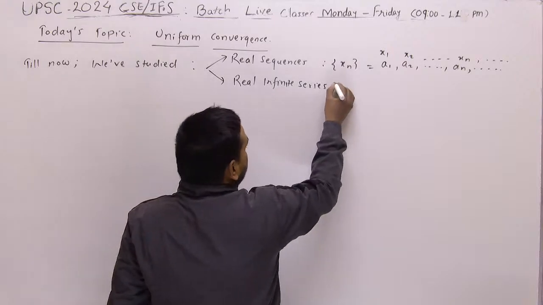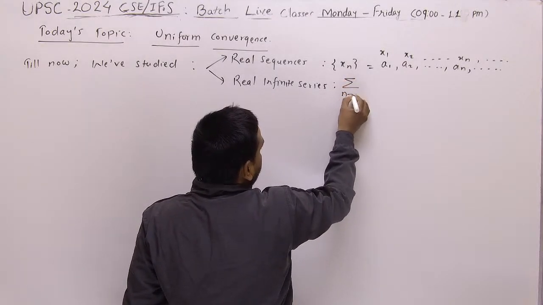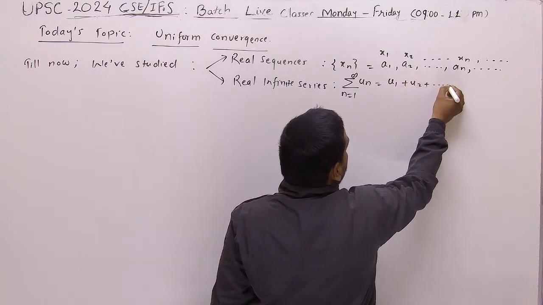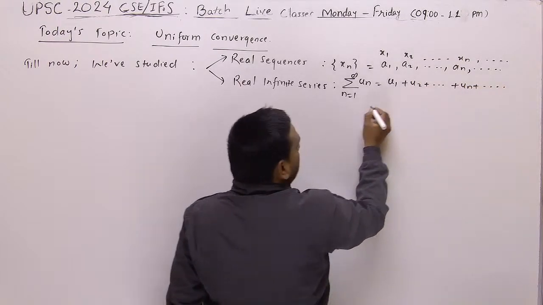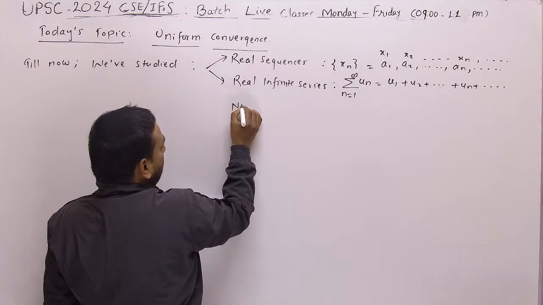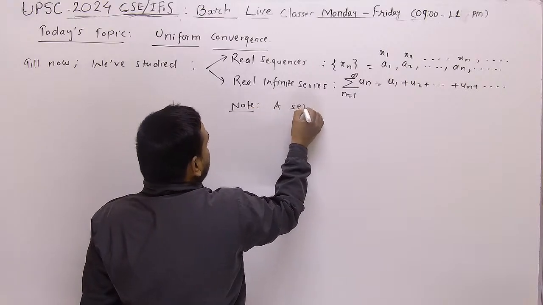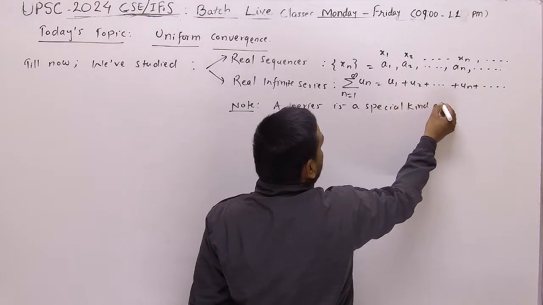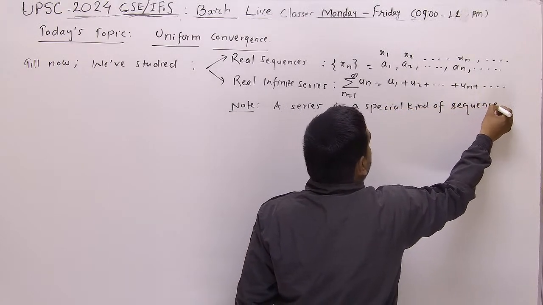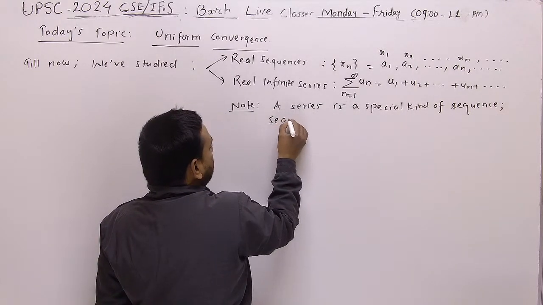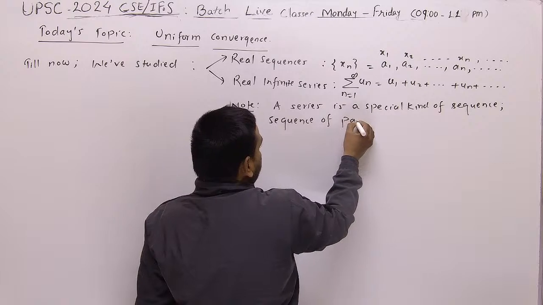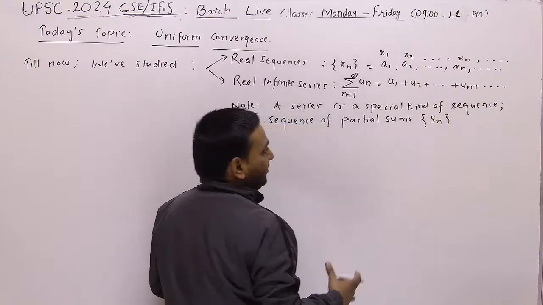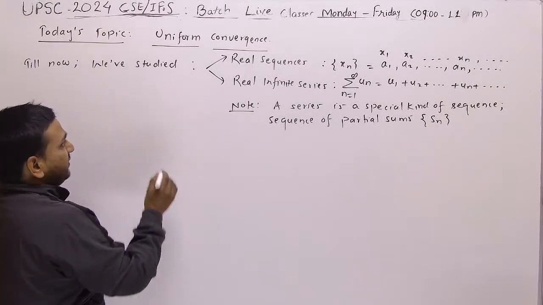Then we went on to series. So when I talked about series, I told you a series is a special kind of sequence, right? What I told you? A series is a special kind of sequence that is called the sequence of partial sums. We represented it by Sn, right? So these are the definitions part.